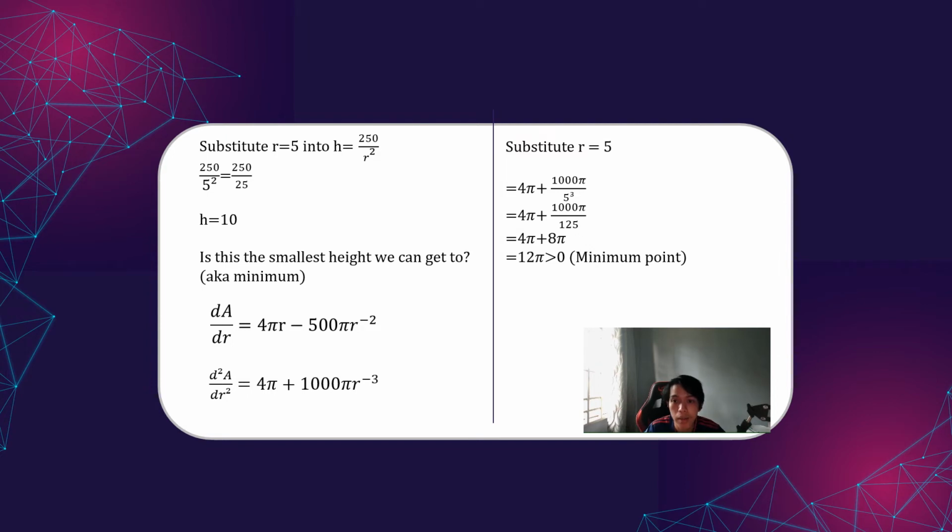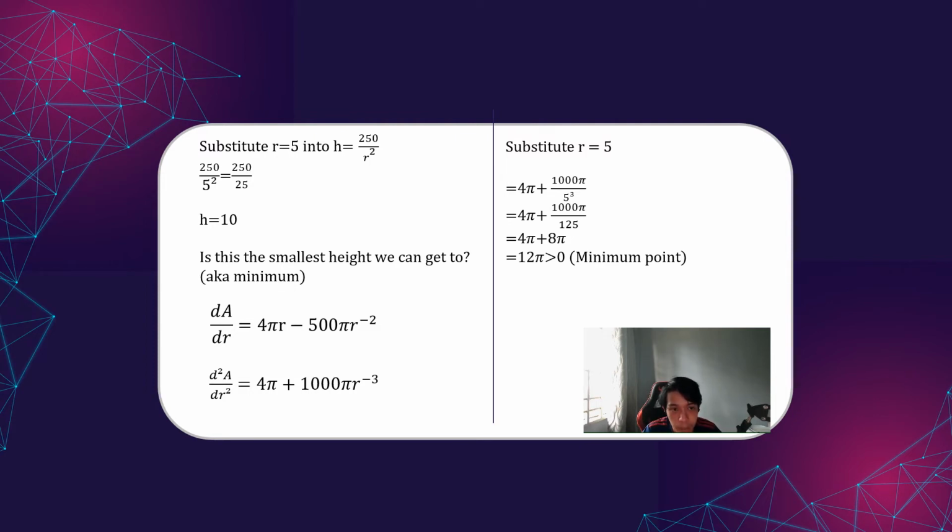And all we have to do is simply minus the powers of r by 1 again, or differentiating it again. Since 4 pi r doesn't have a power 2, we remove r, and 500 pi times negative 2 is 1000. It went from a minus to a plus because negative and negative is positive. And now we substitute the value of r to 5.